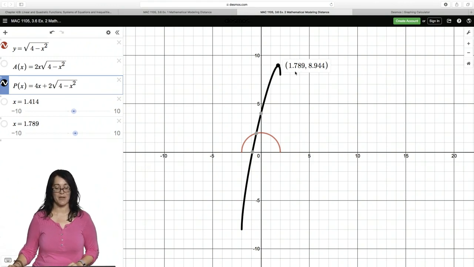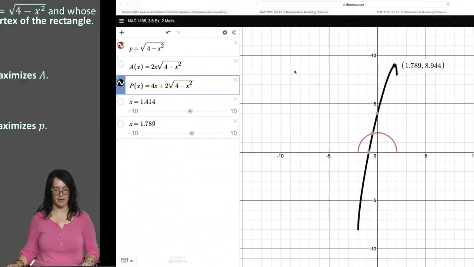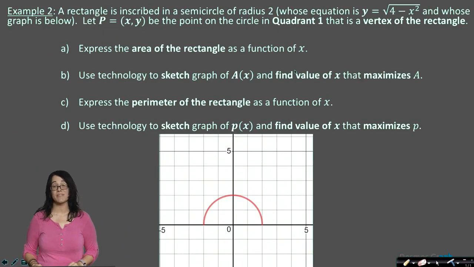Okay, so now we have talked about how to set up a model, we've talked about how to interpret the model, and now it's up to you to remember all these steps, put them all together, and not give up, all right? I hope to see you next time. Remember, math is not a spectator sport. Good luck.